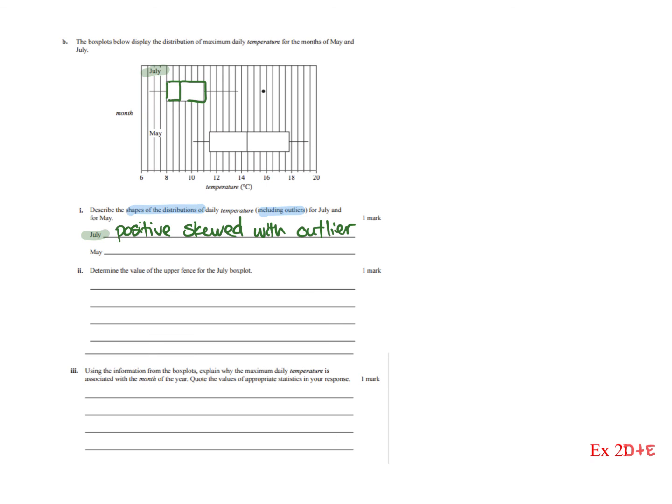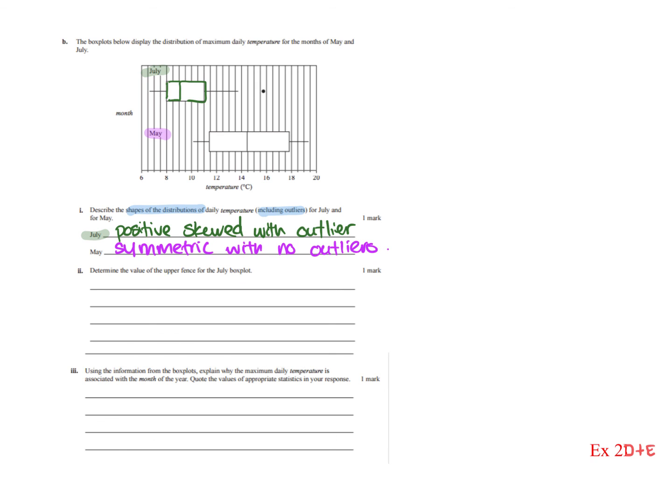And then if we look at May, what do we think May is? Symmetric. Yeah, symmetric with no outliers. So we need to say yes or no, so with no outliers. If you don't state it, you're telling them you don't know. So you have to show it.